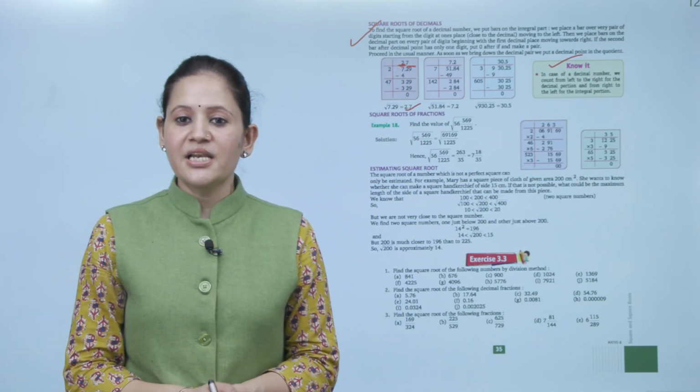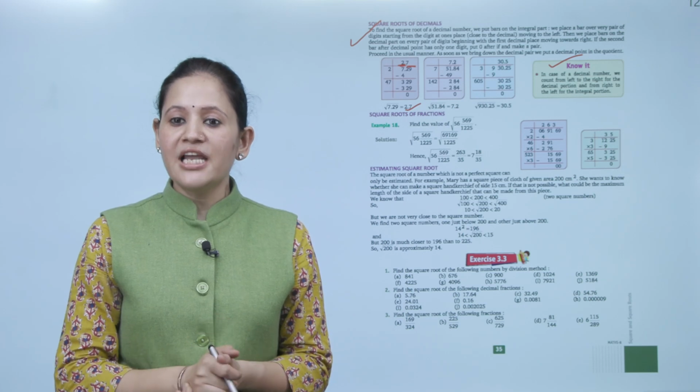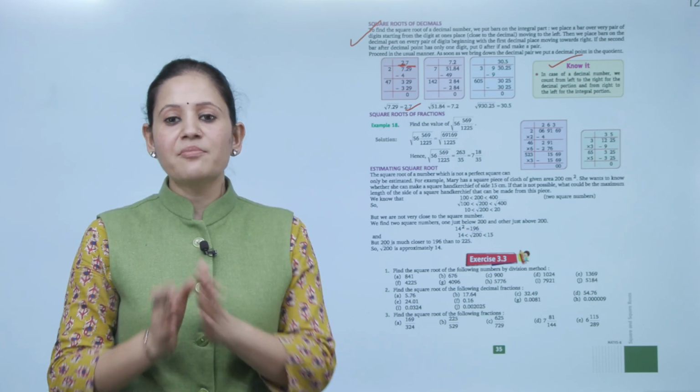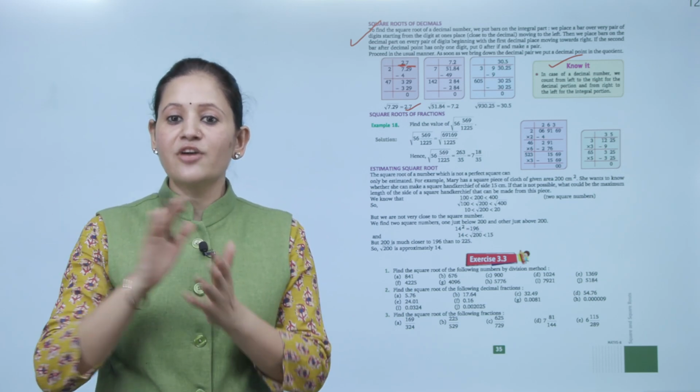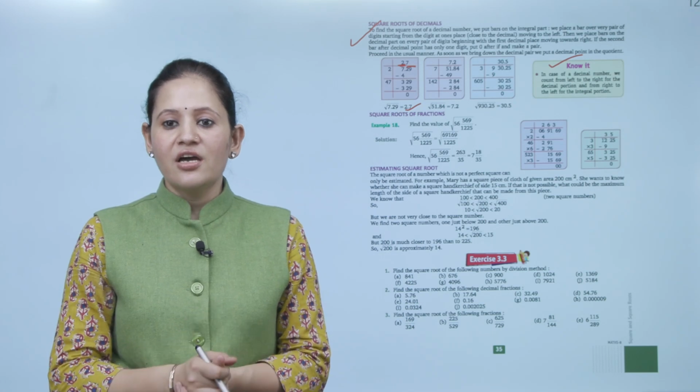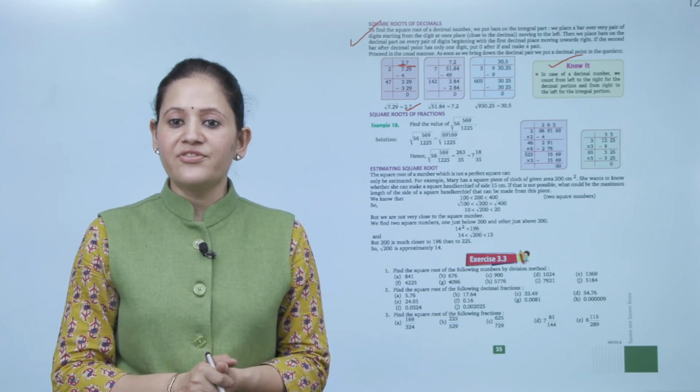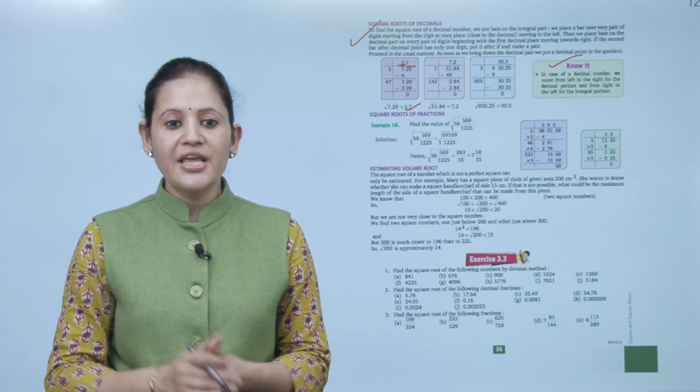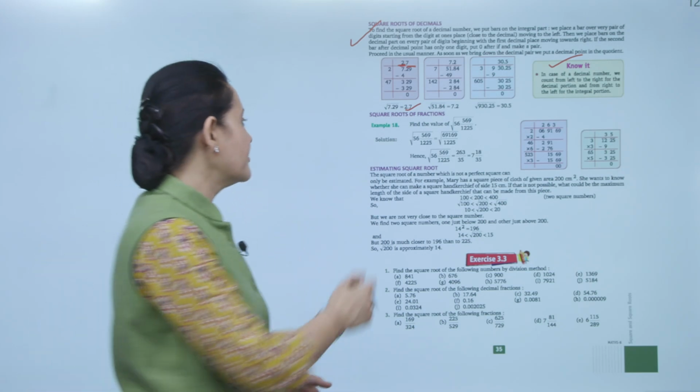In case of a decimal number, we count from the left to the right for the decimal portion, and from right to left in the integral portion. Clear? Next, square root of fraction.